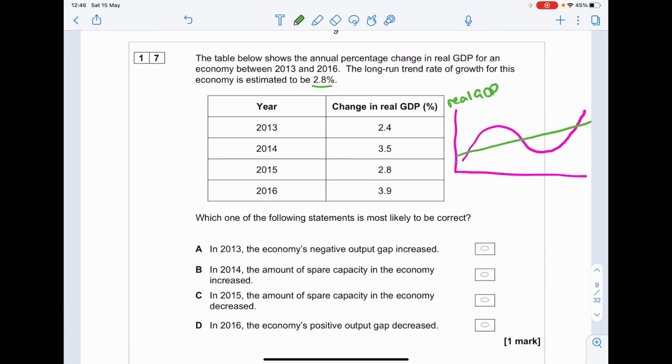In 2013, the economy's negative output gap increased. Well, in 2013 we have got 2.4 and the trend is supposed to be 2.8. So we're below, which means we've got the negative output gap. So A is the correct answer.